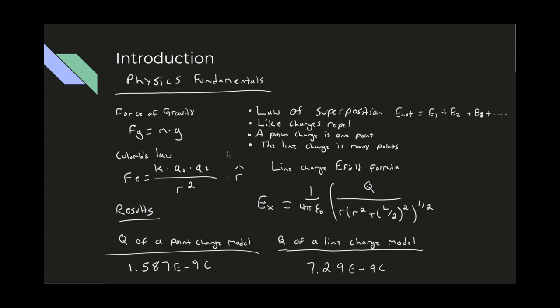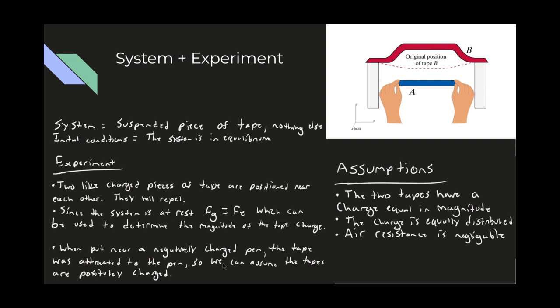To do this, we'll need the equation for force of gravity and Coulomb's law, both in the context of Newton's second law for forces. We'll also need this formula, which is needed for determining the electric force produced by a line. We also found that the use of the line charge model was much more accurate than the point charge model. For the system in this experiment, we'll be considering a single piece of tape in equilibrium.